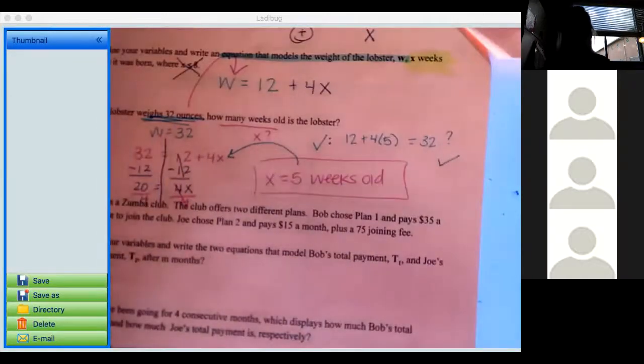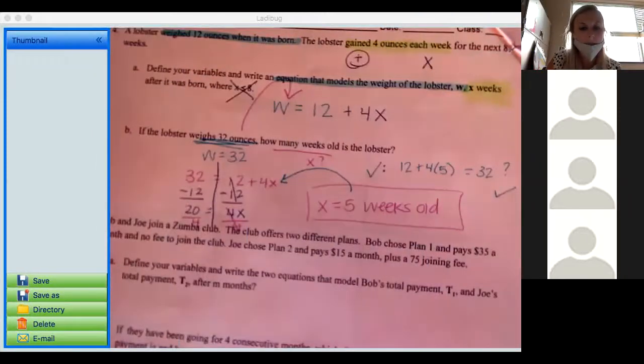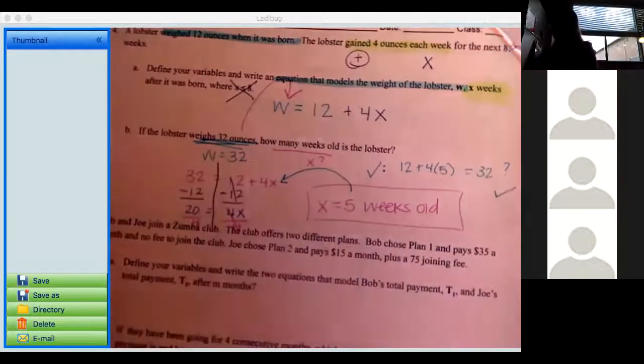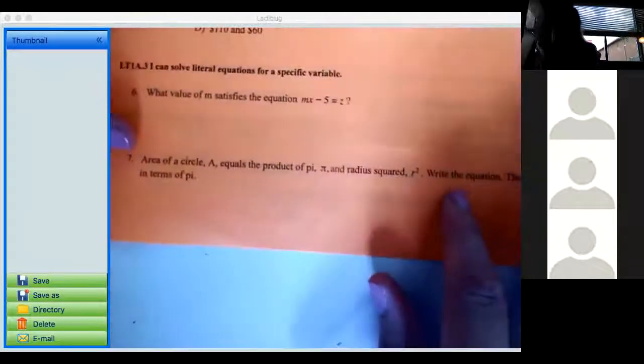Look at my girls getting extra credit. Are y'all okay with number 4 now? Did I help you figure out what you're supposed to set up? Yes. Okay, good.